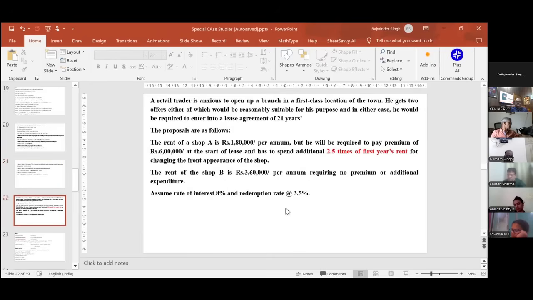Next is: a retail trader is anxious to open a branch in a first-class location of the town. He gets two offers, either of which would be reasonably suitable for him. Please read this question.